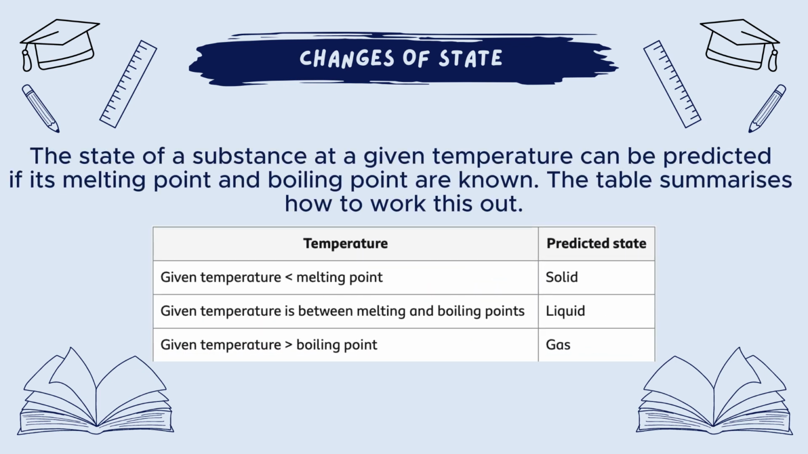The state of a substance at a given temperature can be predicted if its melting point and boiling point are known. The table summarizes how to work this out. If the given temperature is smaller than the melting point, it's a solid. If it's between the melting and boiling points, it's a liquid. And if it's bigger than the boiling point, it's a gas.